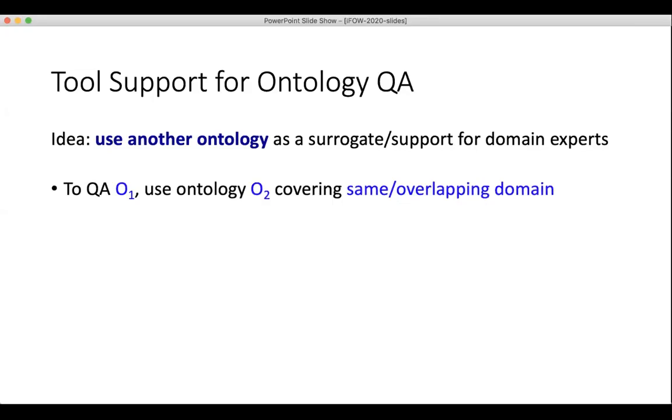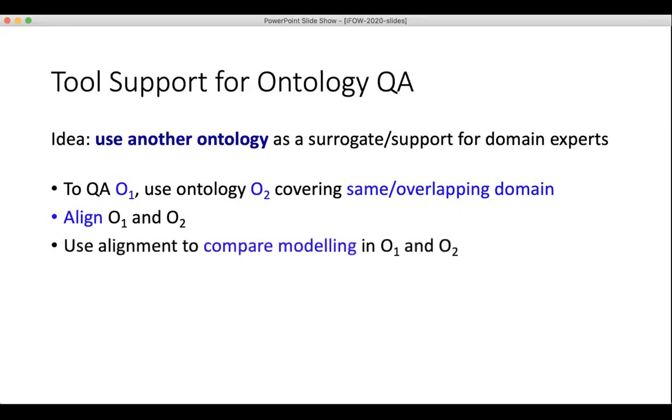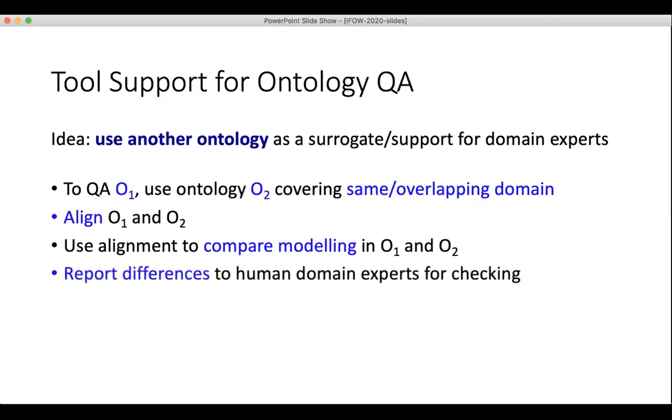The basic idea is we take our ontology that we want to QA, and we select another ontology that covers a similar or overlapping domain. Then we use one of the many available alignment tools to align O1 and O2. What that means is we can then use O2 to check the modeling of O1 by comparing how things are modeled in O1 and O2. In some of our work we've been exploring automated correction, but in this work so far, we're only envisaging reporting suspicious looking things, differences in the modeling, back to human experts, so they can focus their valuable time on looking at those things.